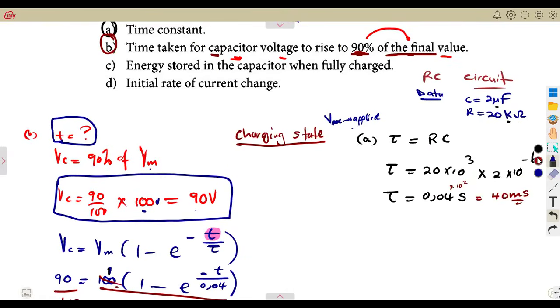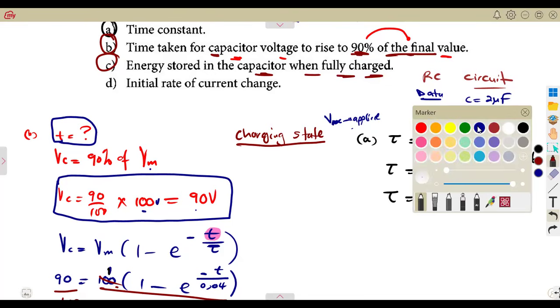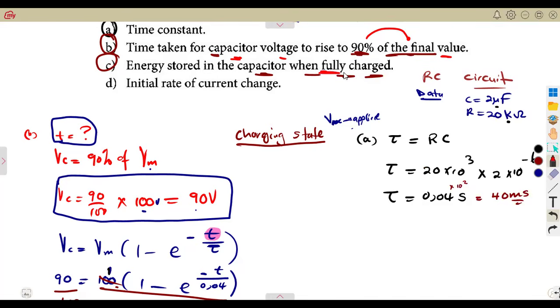All right, let's see another question. Find the energy stored in the capacitor when fully charged. Remember what I said in the introduction: when the capacitor is fully charged, your VC will be at 99%, but in the simplification of the theory part, you take it at 100% of VM. So when it is fully charged, VC is equal to VM.